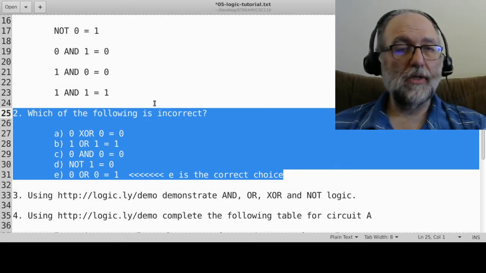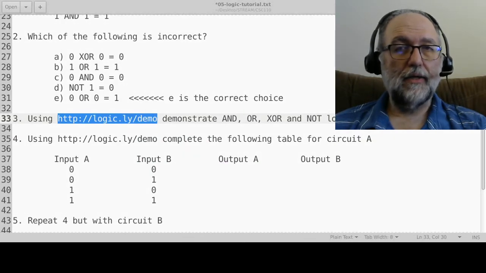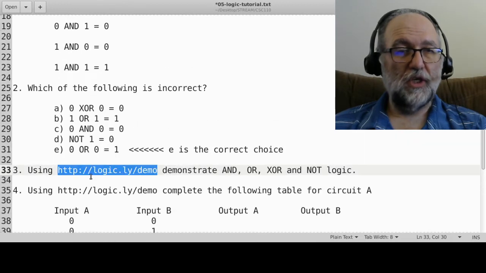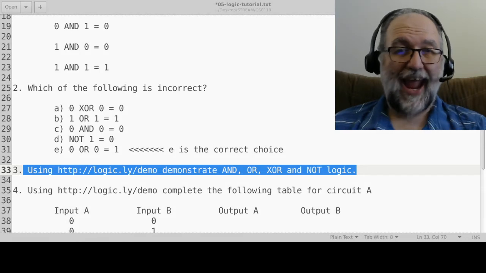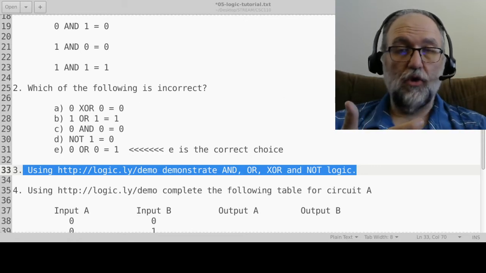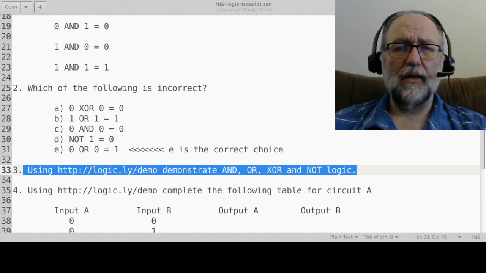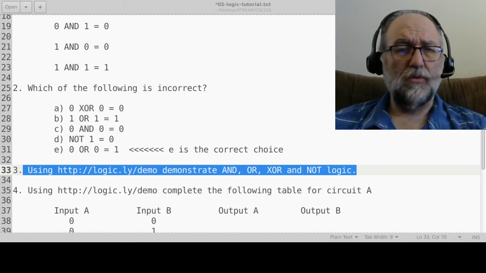Okay, now I'm also going to be asking you to do some logic circuits, and you could do them using the website logic.ly/demo. Okay, and so let's do this first question here, which is using logic.ly/demo. Let's demonstrate how the AND, the OR, the exclusive OR, and the NOT gate work, or how that logic works. Okay, so basically all the logic that you've learned should have an equivalent in a gate, and so I'm just going to demonstrate that. Now that's a bit of an easy question, because all you have to do is just use an isolated gate, but let's do it together anyhow.